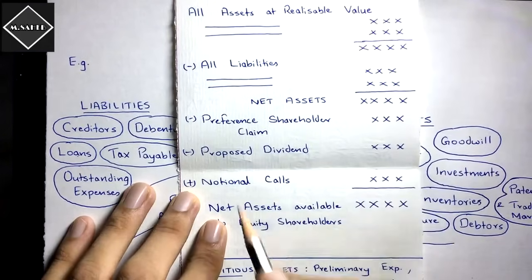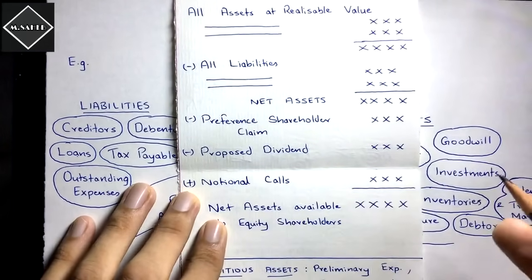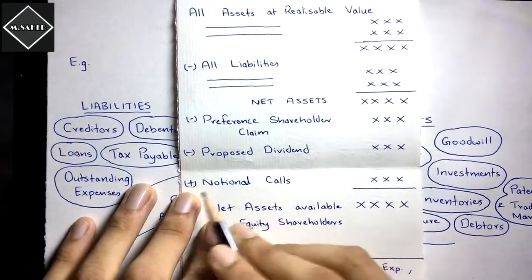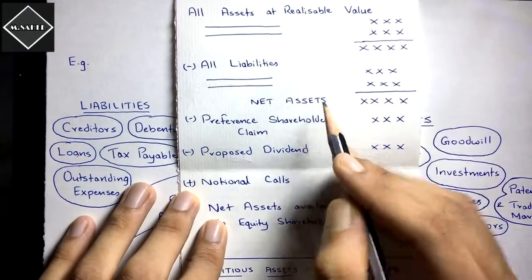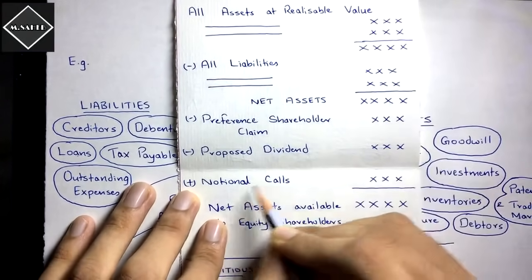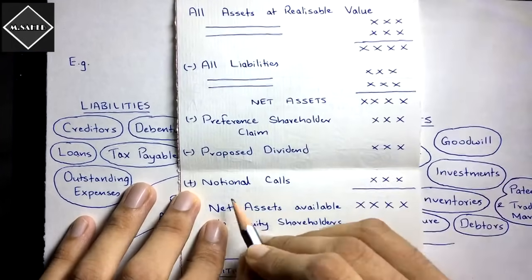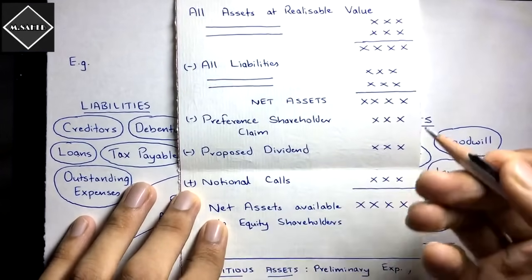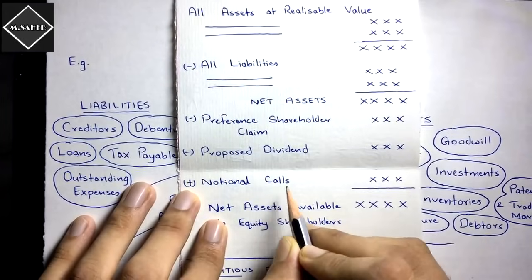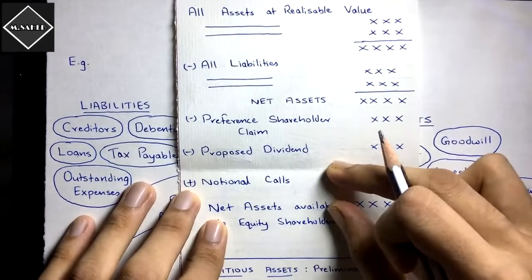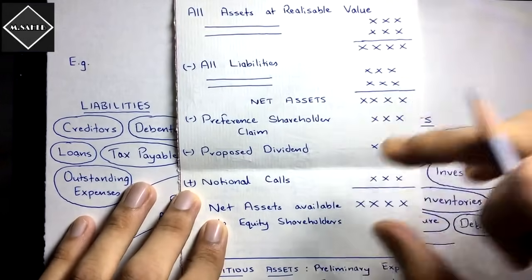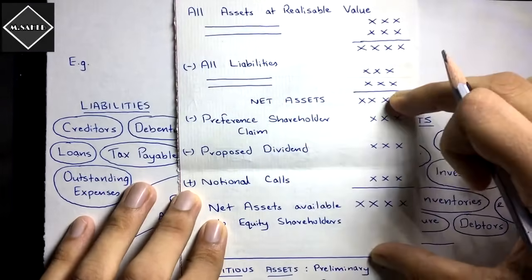And then we have notional calls. Now what are notional calls and why are notional calls added to the net assets? It's very simple to understand. Notional calls are fake or virtual calls that are made to make partly paid up shares into fully paid up shares.